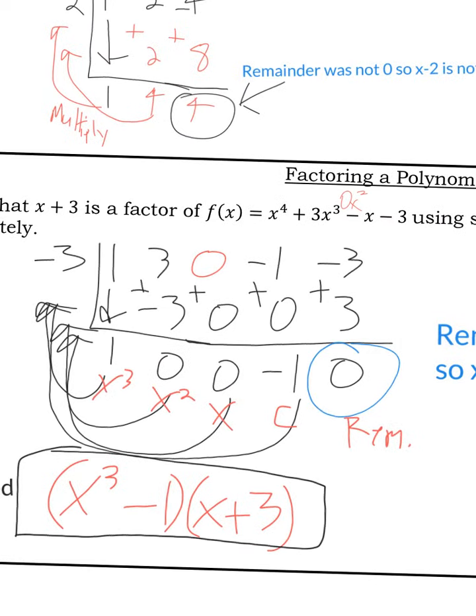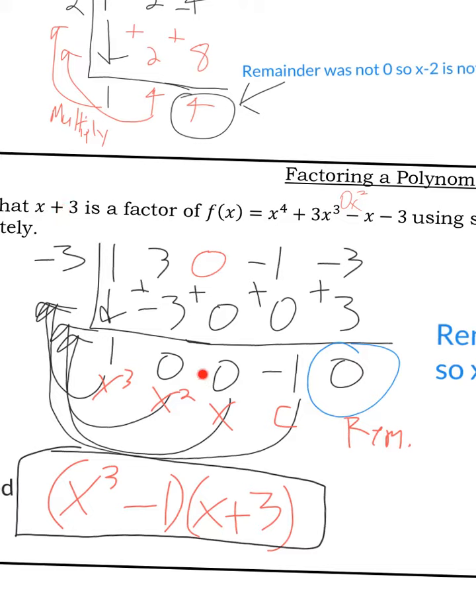You see that it skipped over an x squared, a 0x squared, because it went power of 4, power of 3, it skipped power of 2, and then it had power of 1, power of 0. So I added in that 0 right there. If you don't do that, you're going to get the wrong answer. So you're dividing by x plus 3, so k is negative 3.